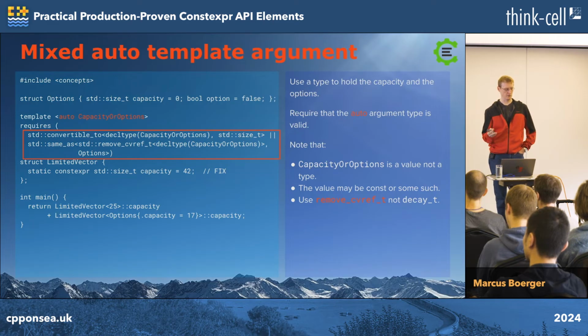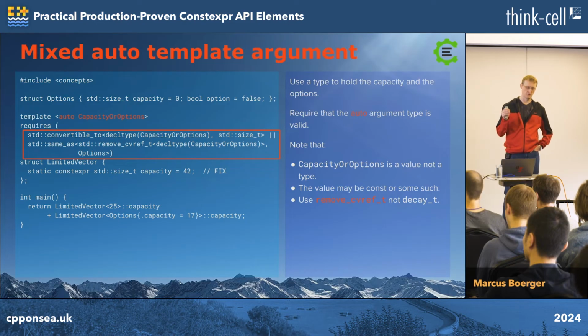So here's my requires line. And I say, whatever I get needs to be convertible to a size_t, or alternatively, it should be possibly the type that I want for my capacity or options. So there's a type, capacity or options, that can handle the size and the options.